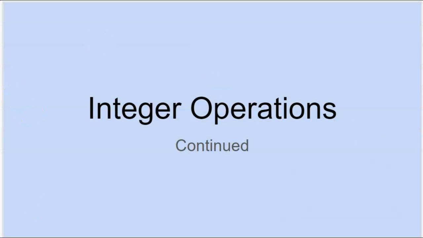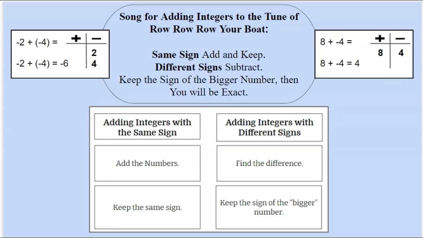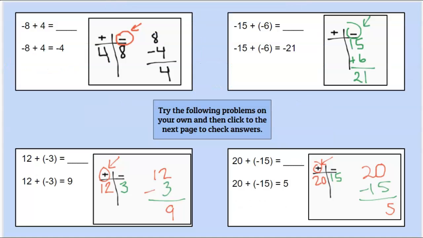If you notice, it says integer operations continued because we started on Friday. If you remember, we talked about adding integers with the same sign and different sign. I sang you my beautiful song, which is same sign, add and keep, different sign, subtract. Keep the sign of the bigger number, then you'll be exact. So hopefully you remember and it has stuck in your head all day long.